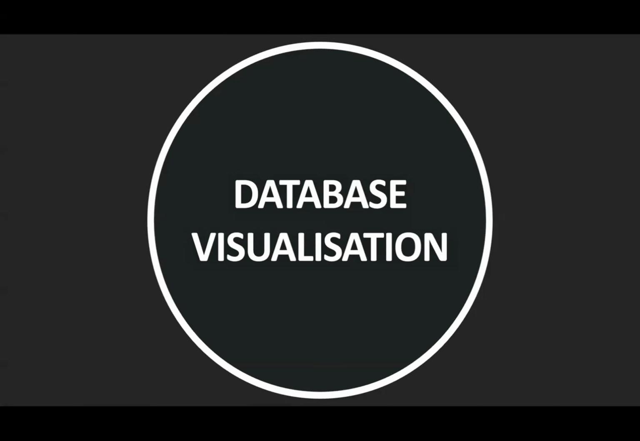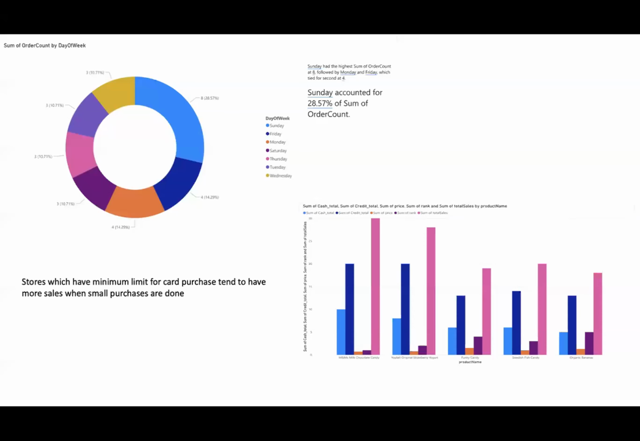So next would be data visualization. The next slide, please. First is the donut chart, as you can see, where the sum of order count is displayed with respect to the days of the week. This chart helps us to analyze that weekends had higher sales.